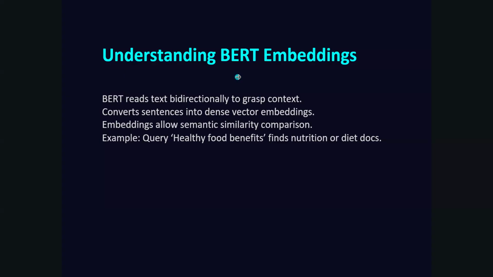Understanding BERT embedding: BERT reads text bidirectionally to grasp the context or the meaning, and converts the sentence into dense vector embeddings. By embedding it, it allows semantic similarity comparison. For example, if the user query is health food benefits, it finds the nutrition or diet documents which are relevant in our documents.